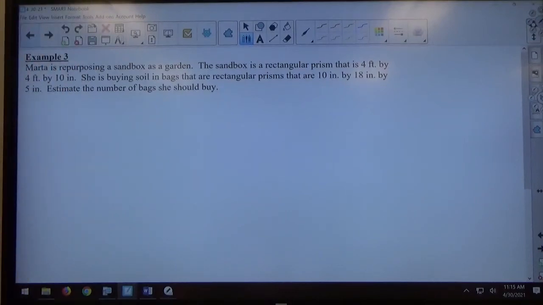All right, so Marta is repurposing a sandbox as a garden. The sandbox is a rectangular prism that's 4 feet by 4 feet by 10 inches. She is buying soil in bags that are rectangular prisms that are 10 inches by 18 inches by 5 inches. Estimate the number of bags she should buy.